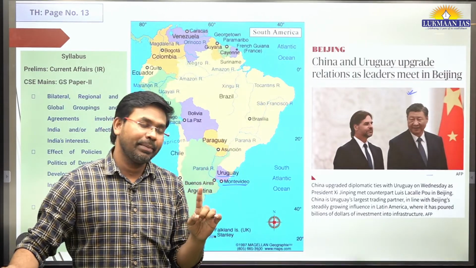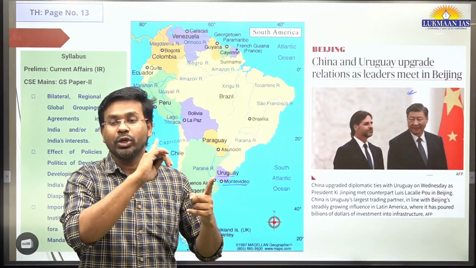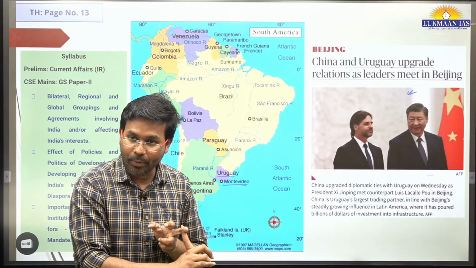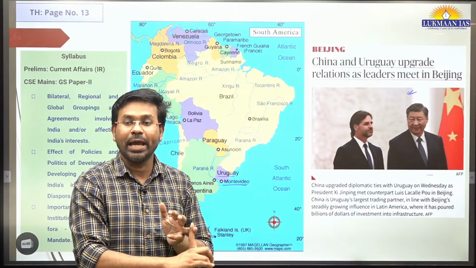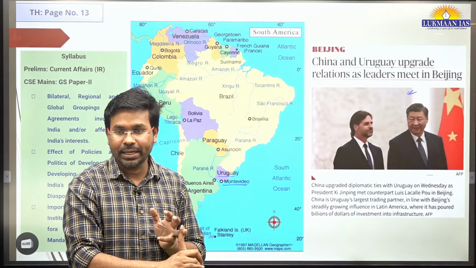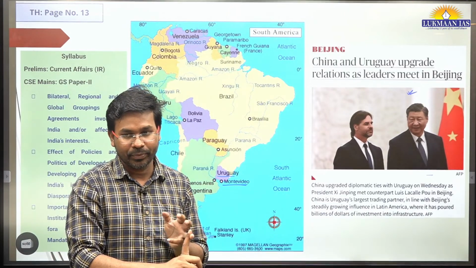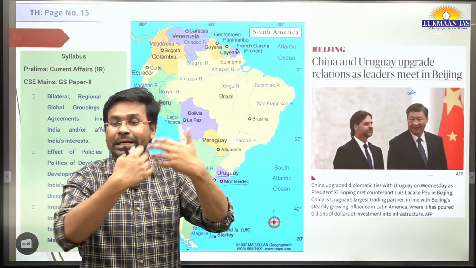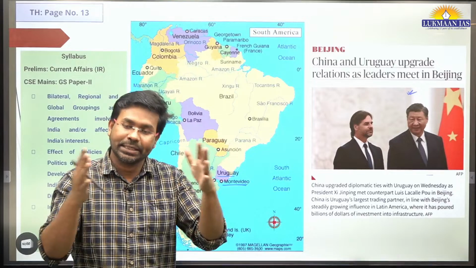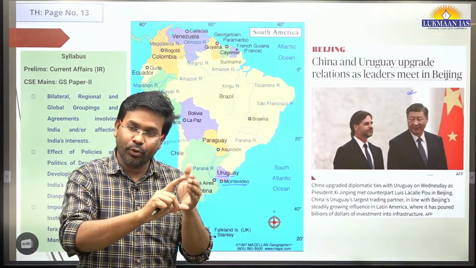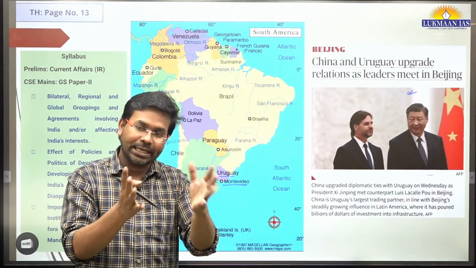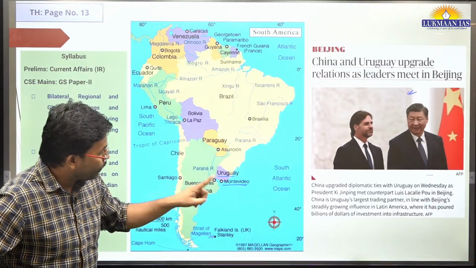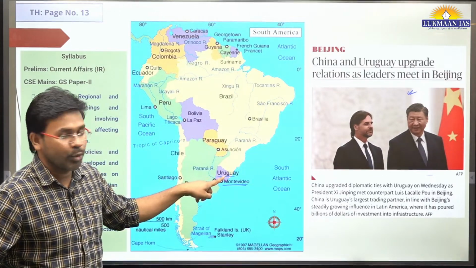One, it should have a defined geographical territory. Second, it should have a sizable population. Third, it should have a government, right? Government can be of any type. Fourth, it should be sovereign. It should be able to enter into foreign relations with any other country without any external pressure. So if these four conditions are met, that can be called a state. That is known as the Montevideo Convention. So Montevideo is the capital of Uruguay.